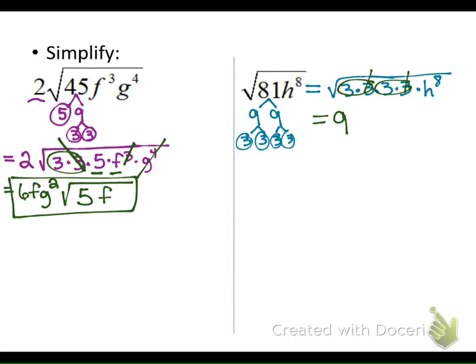Now, the new part, I need to look at my variable. It's h to the 8th. 8 is a what type of number? Even. So I know because it's even, that variable is going to totally cancel with my square root sign. So then I have to think, what's half of 8? 4. So h to the 4th. Now, do I have anything left on the inside of my square root sign? No. So 9h to the 4th is my final answer. I got that one right.